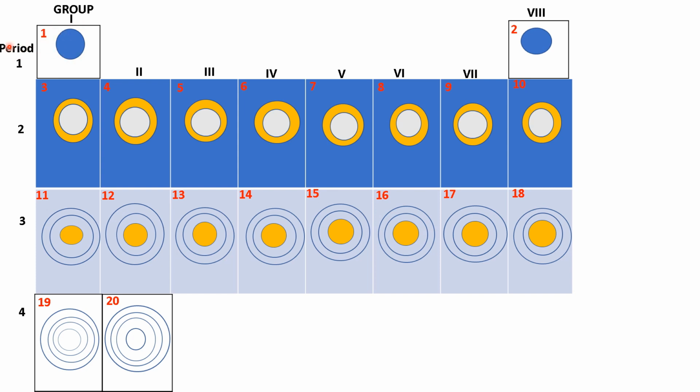This is 1 shell, period number 1. 2 shells, period number 2. 3 shells, period number 3. 4 shells, period number 4. The valency electrons, the electrons present in the outer shell, refer to the group number.